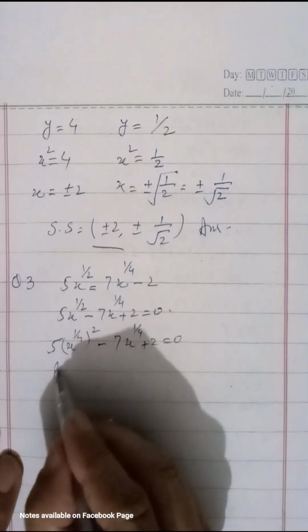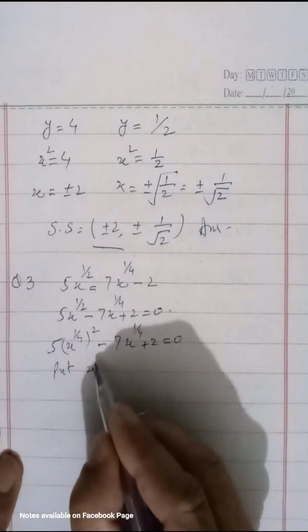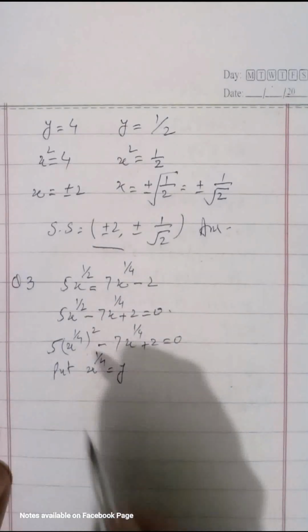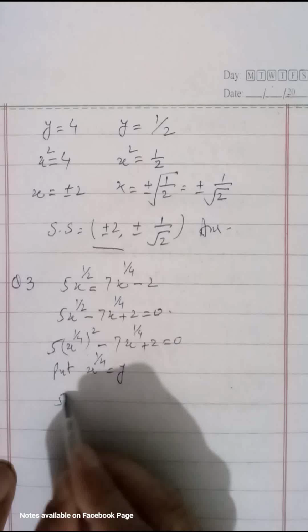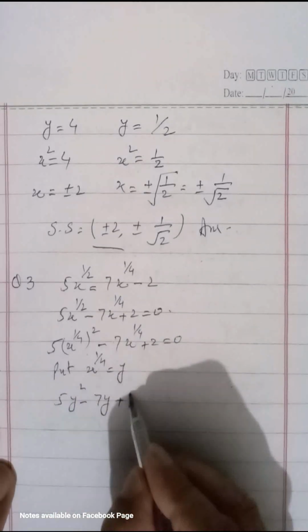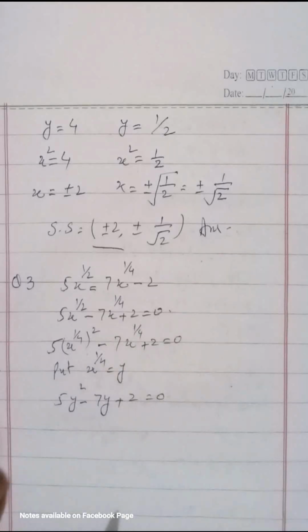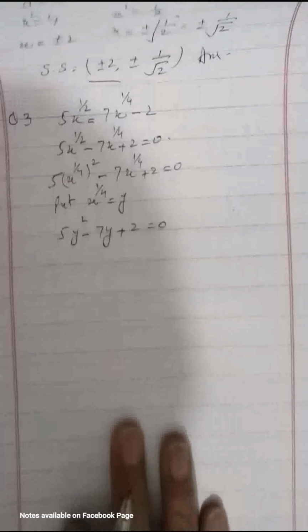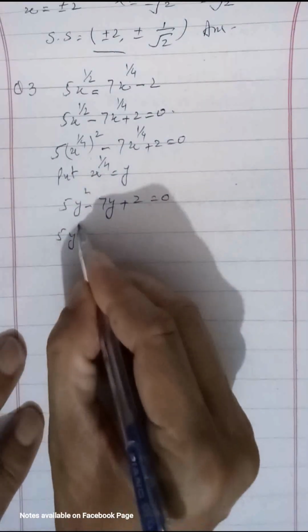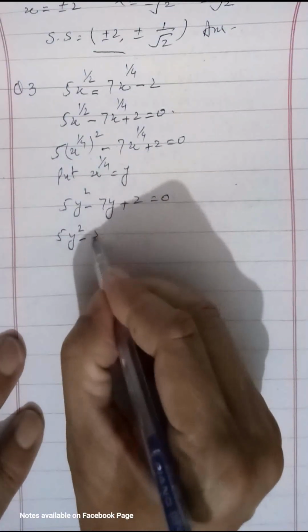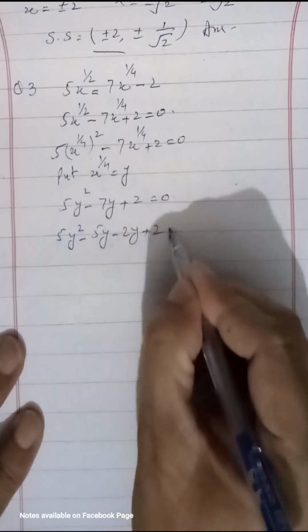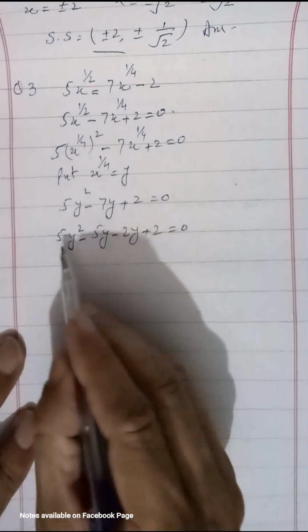Now put x power 1 over 4 is equal to y. We find 5y square minus 7y plus 2. Now we simplify the equation. We get 5y square minus 5y minus 2y plus 2 is equal to 0.